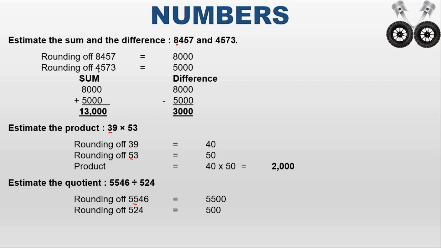So you have to look at the right side number, that is 4. So 4 is less than 5. That means you have to write the number as it is, 5500.